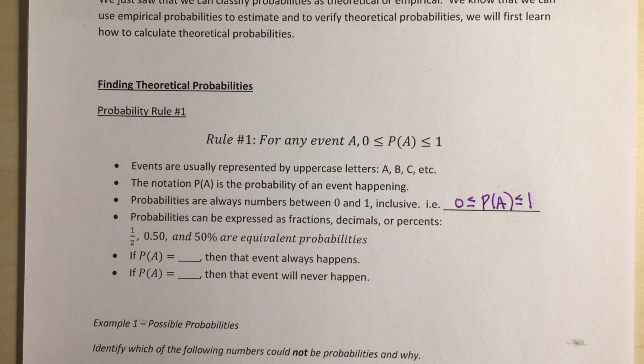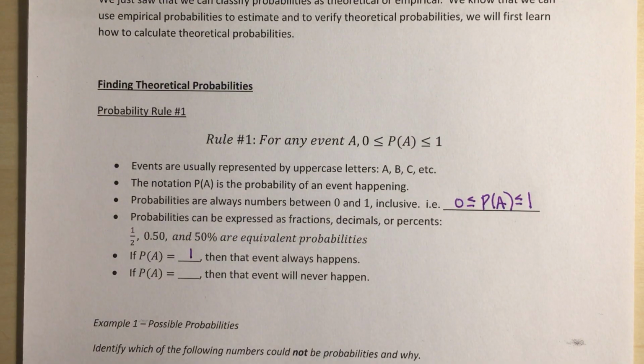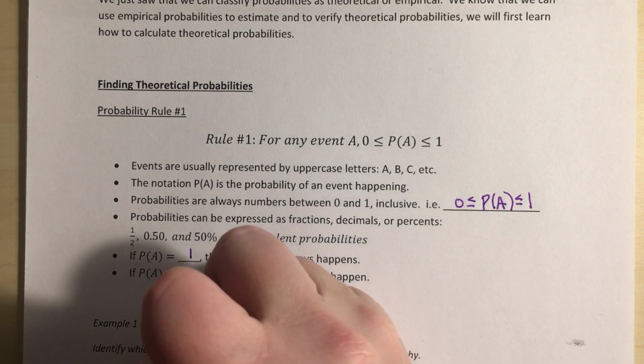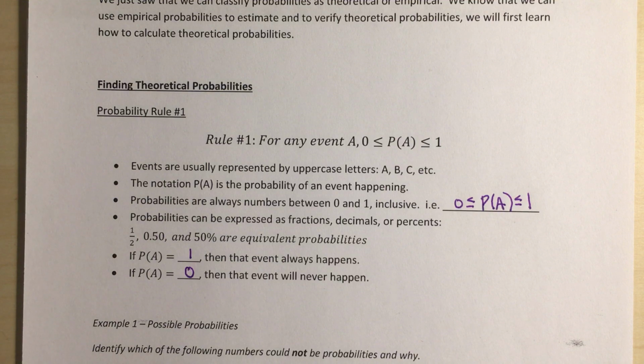As percentages, we could say 0% to 100%. Probabilities can also be expressed as fractions, so they can be expressed as fractions, decimals, or percents, but they all have to be between 0 and 1. They could be equal to 0 or 1 as well. If the probability of event A is equal to 1, then that event always happens. There's a 100% chance of that happening. And if our probability is equal to 0, then the event will never happen, and there's a 0% chance of that happening.